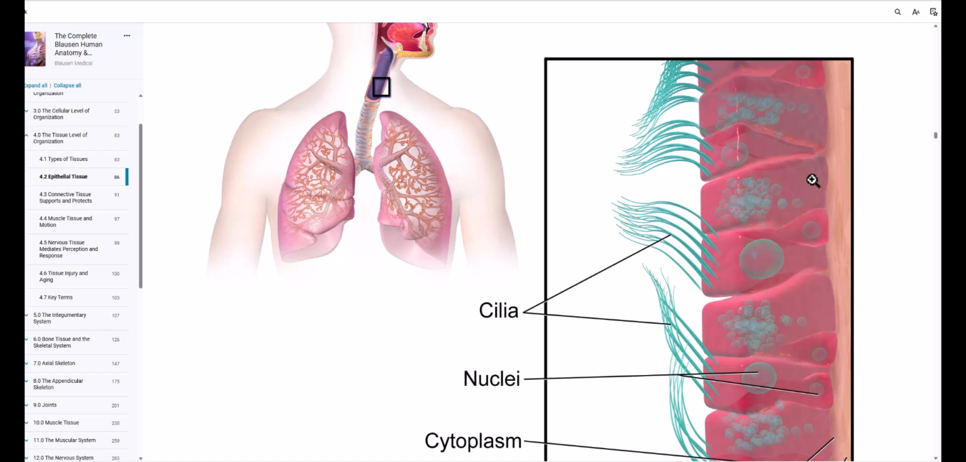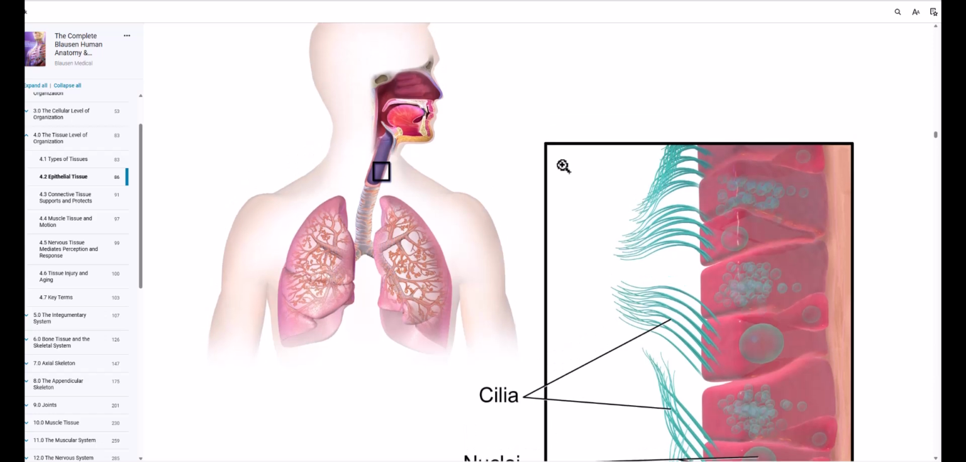They are not truly stratified, right? Pseudo, falsely stratified. It is an example of a simple epithelium. And we see here in the representation the long cilia that are coming off these cells. Again, this is found going down the trachea and up also in the nasal passages.